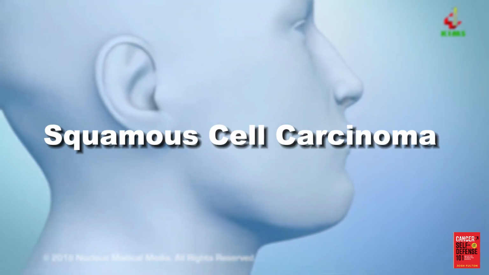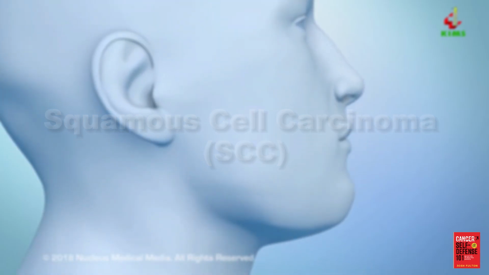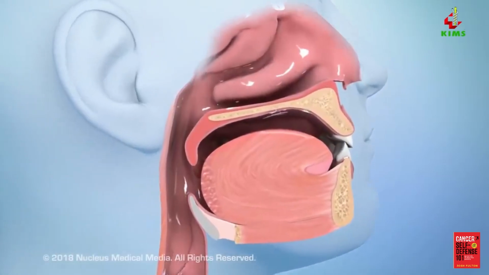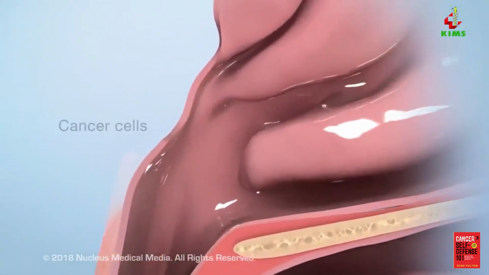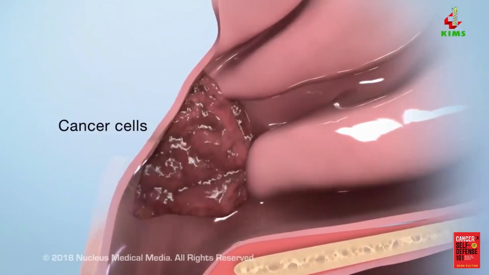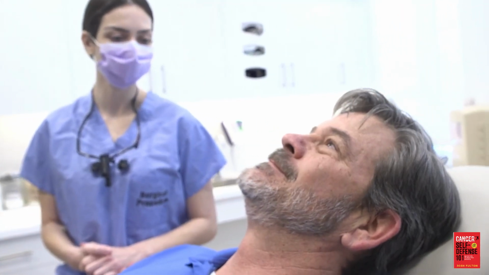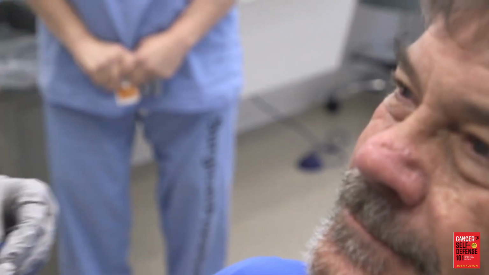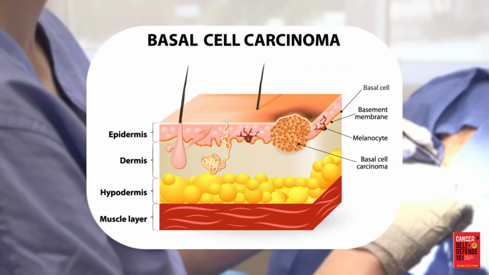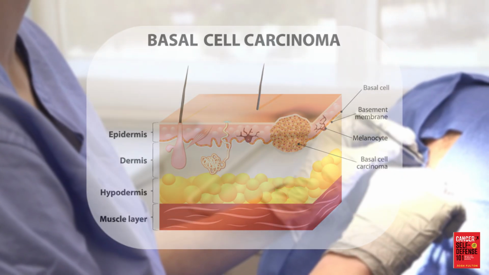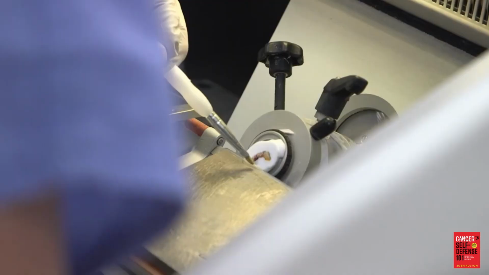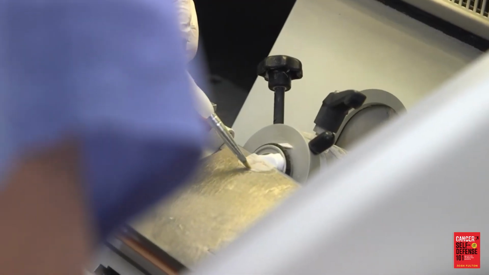Squamous cell carcinoma, SCC, is a type of skin cancer that originates from the squamous cells, which are flat and thin cells found on the skin's surface. SCC is the second most common form of skin cancer, following basal cell carcinoma, BCC, and it is known for its potential to become invasive if not treated promptly.